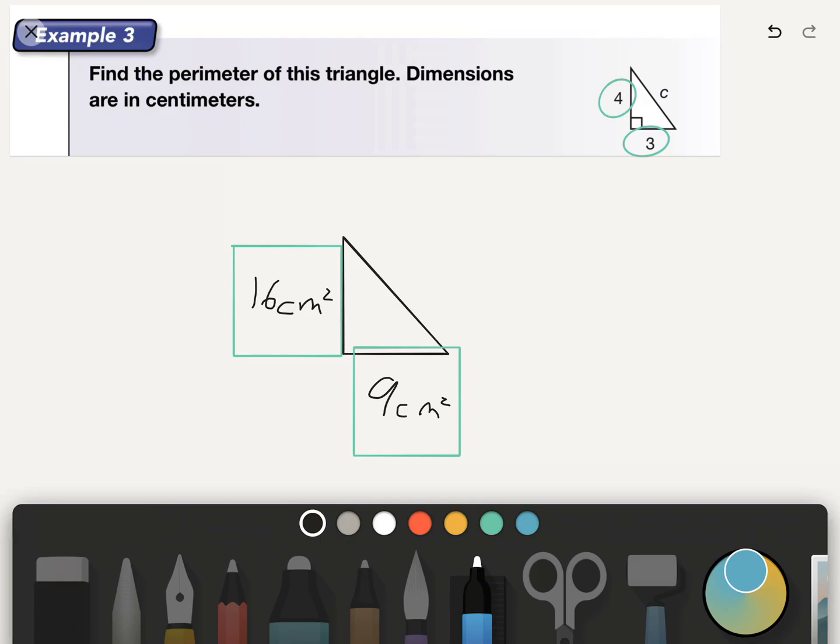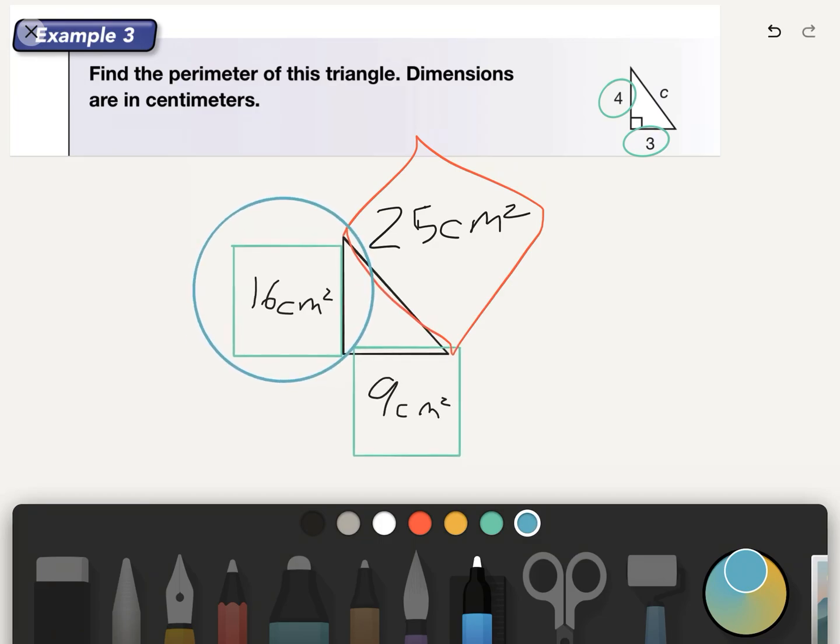So we can add these together, and make an orange one. So we know that this one is going to be 25 centimeters squared, because we add these two up to figure out this one.